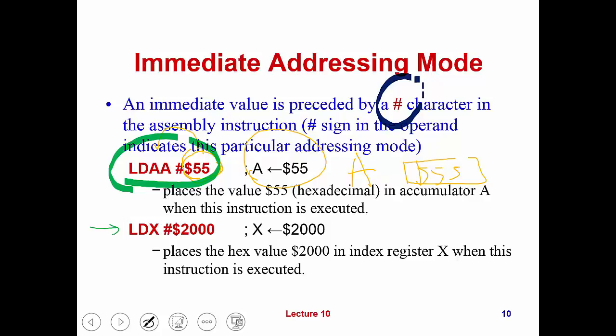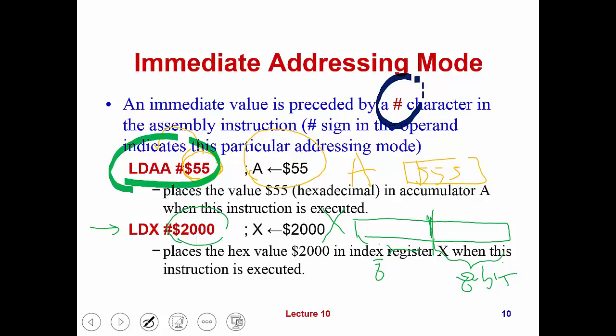So we load this value 2000, which is 2 bytes. So if this is A, here we go. This is A. This is X. Excuse me, this X is 2 bytes. 1 byte here, this is 8 bits. This is another 8 bits. So we try to load 2000 into this index register X. So after we load, the value we have is this 2000.